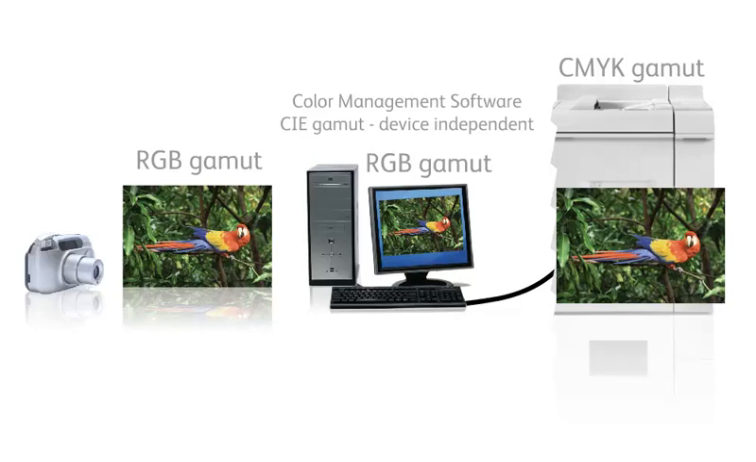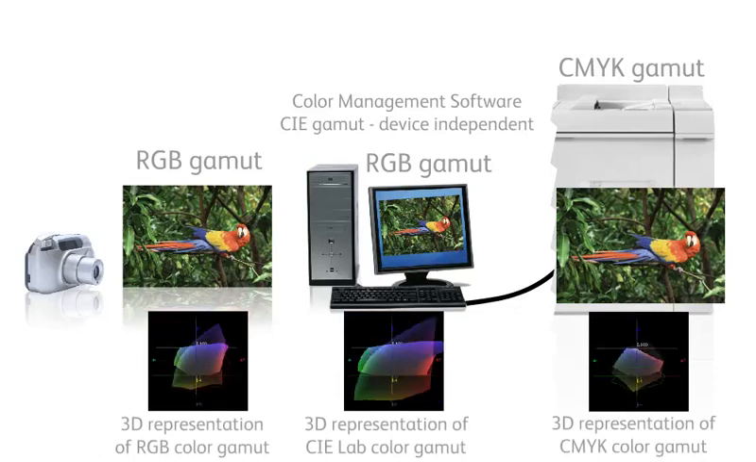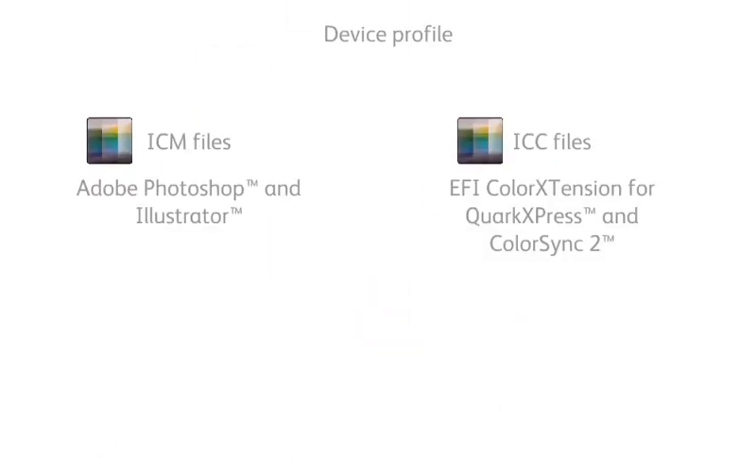The color gamut of a device is expressed as data in a digital file, called a device profile. Characterization is how we describe the color gamuts for devices. For example, EFI Color Extension for QuarkXPress and ColorSync 2 are applications for the Macintosh computer that contain device profiles for a number of different manufacturers of monitors, scanners, and printers. The profile for a device must be created by the manufacturer for correctly calibrated machines.